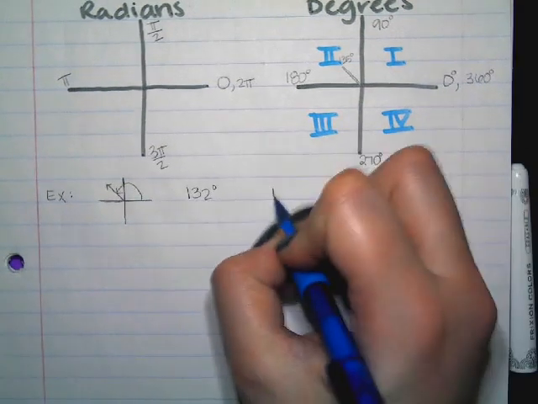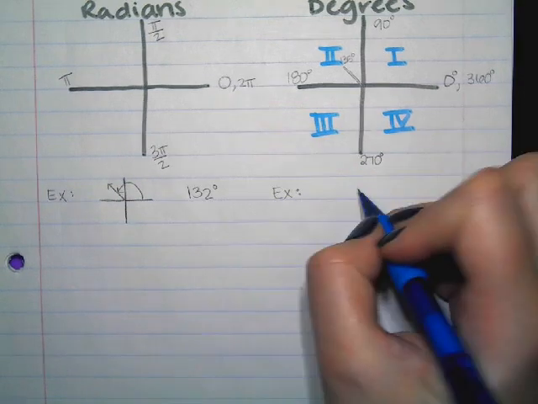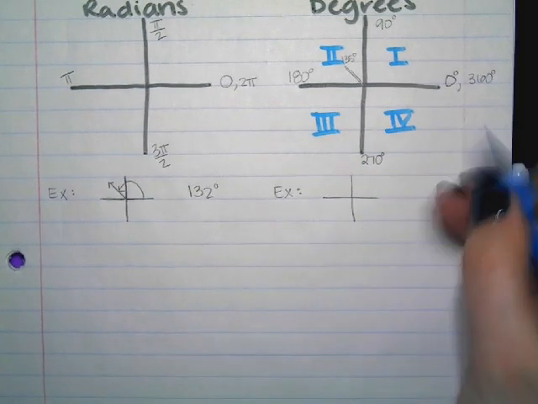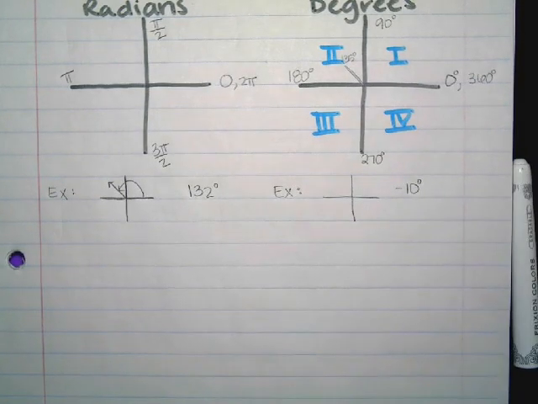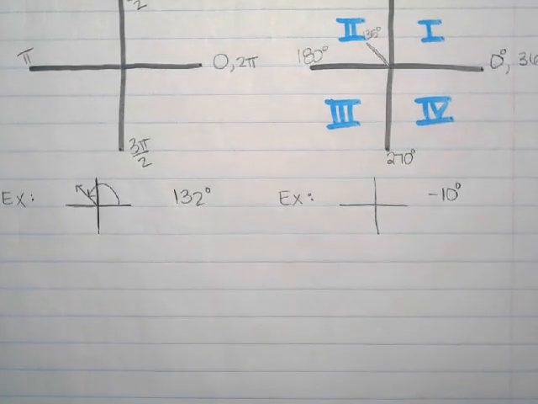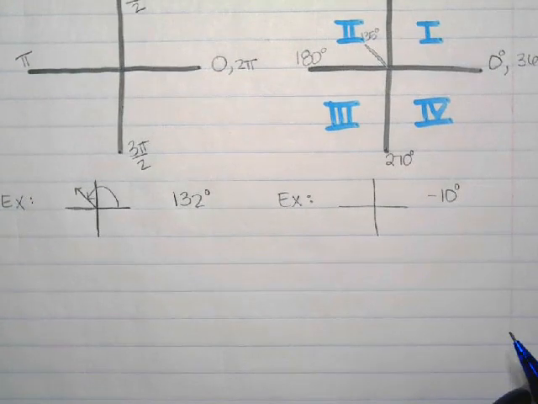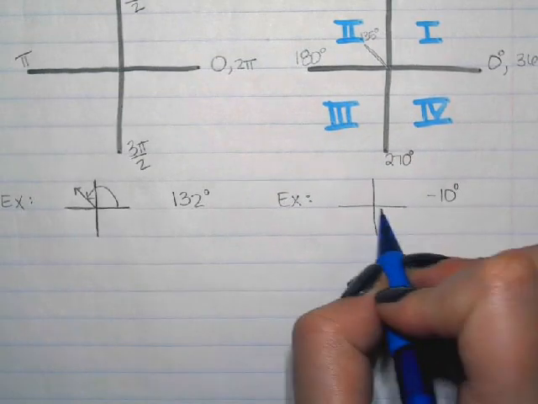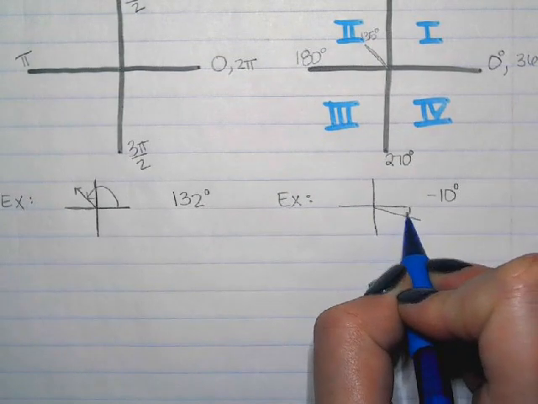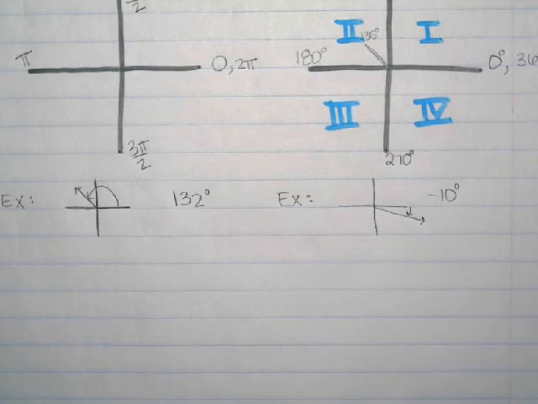All right. What do you guys think I should do if I want to draw a negative 10 degree angle? You go backwards. Everybody just yelled them out, yeah. So we go backwards. We're going to go down instead of up. There's a negative 10-degree angle right there.